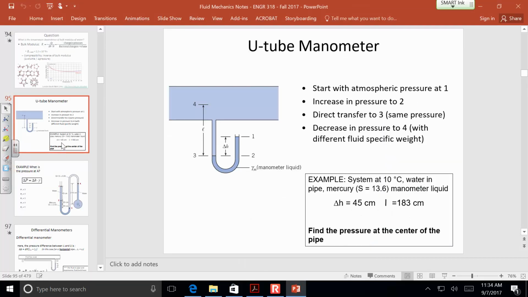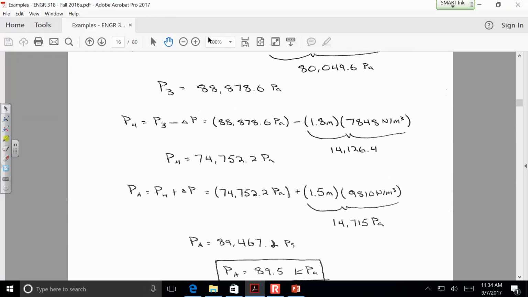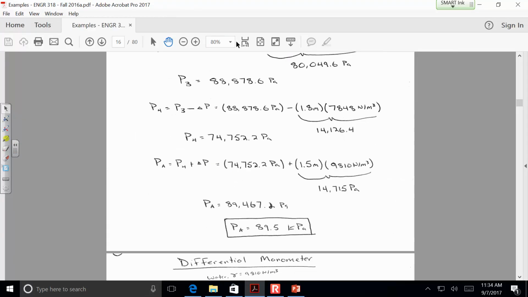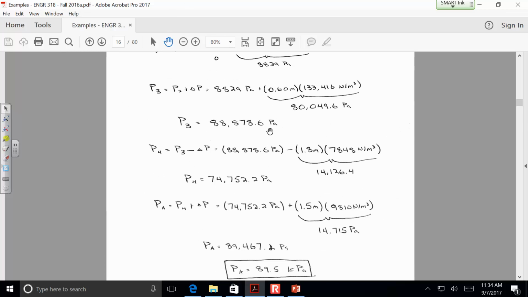So why are we using mercury? We're using mercury simply so that we don't have to have a really long U-tube to measure pressures. You know, it's just the dense fluid is a tool that we can use to have a reasonable deflection delta H. All right. So did everybody get enough time with the solution here? All right.